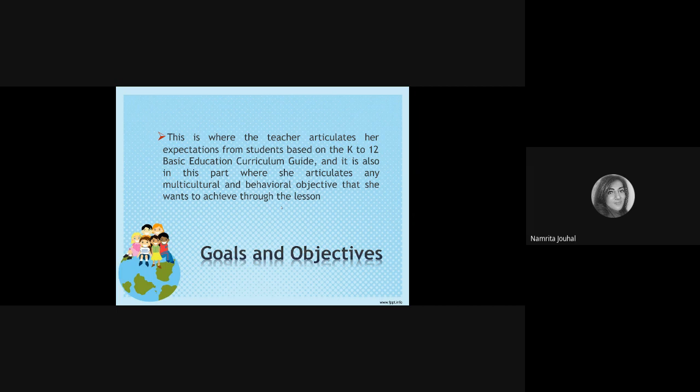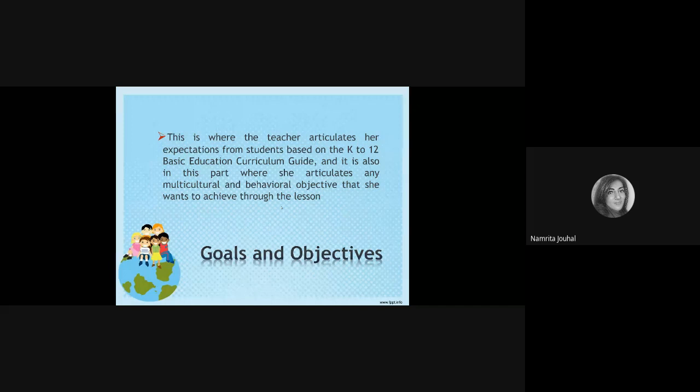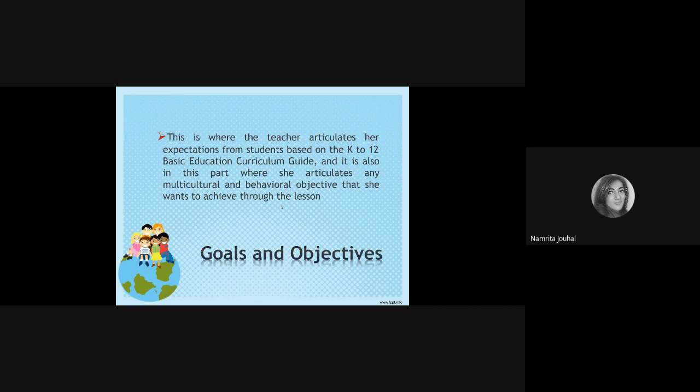This is where the teacher articulates her expectations of the students, and you can take that from your basic guide. Your state curriculum guide would have that, and it would be behavior objectives, what she needs to achieve in the lesson. Sometimes, because you have so many students with special needs, your main objective for the lesson would be to design it in a way that behavioral issues are not there, and maybe just one learning objective is attained, but the class goes on smoothly.